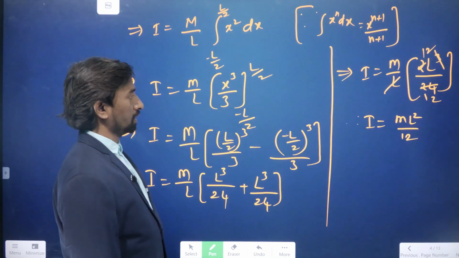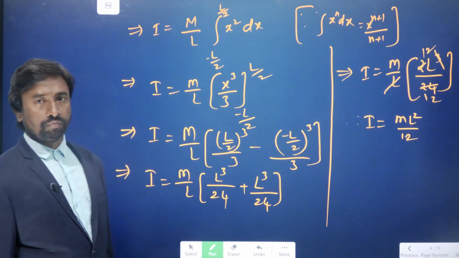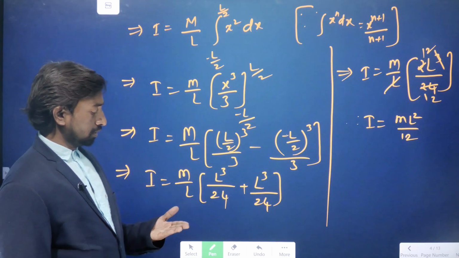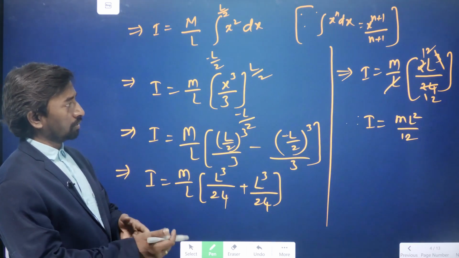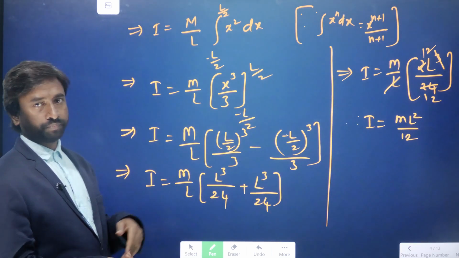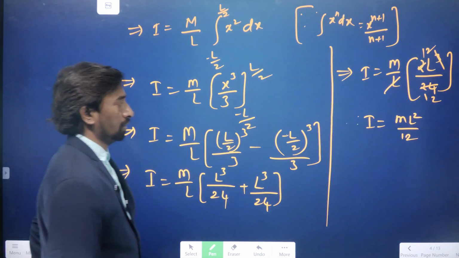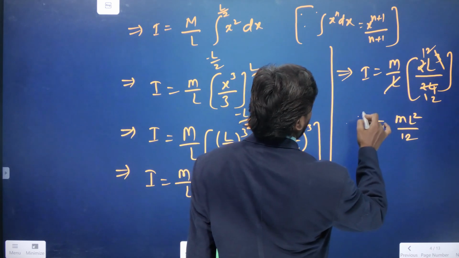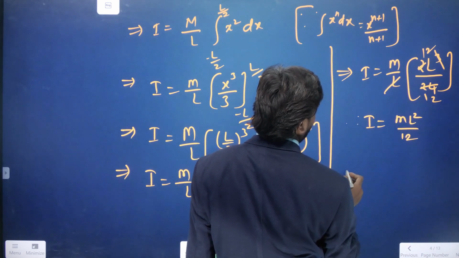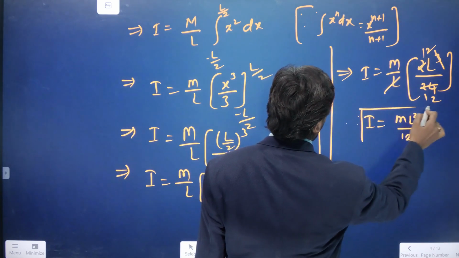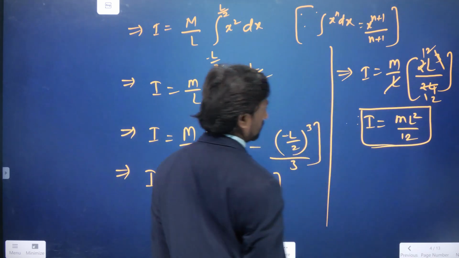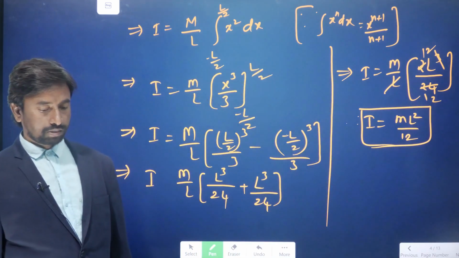So the moment of inertia of the uniform rod about the line passing through the center perpendicular to its length: here we can write I equals ml square by 12. This is the moment of inertia perpendicular to the rod, passing through the center, about which it is rotating.